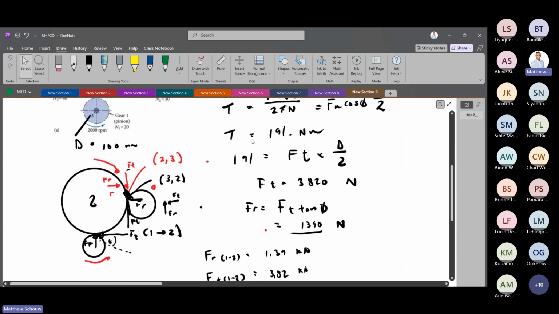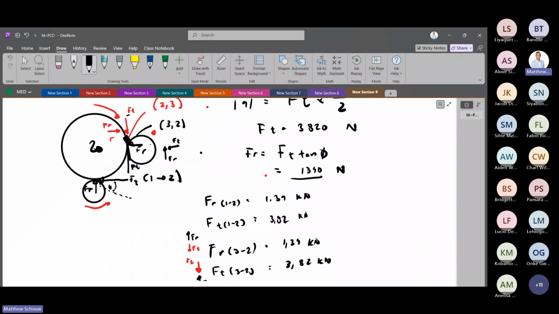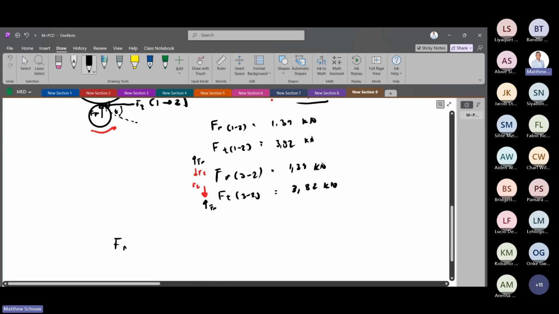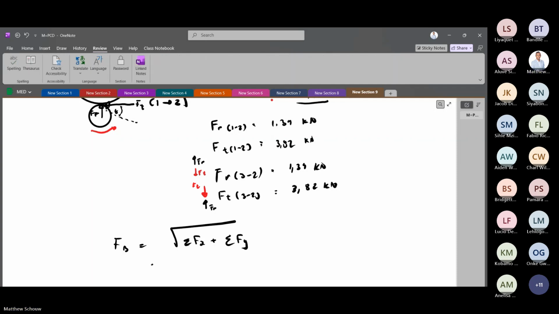The reaction at shaft B, which is over here, is somewhere over there. It's quite simple. To find the reaction at shaft B, I'm just going to do it like this. FB is the sum of the forces in the X plus the sum of the forces in the Y, and if I take that squared, it's the resultant.